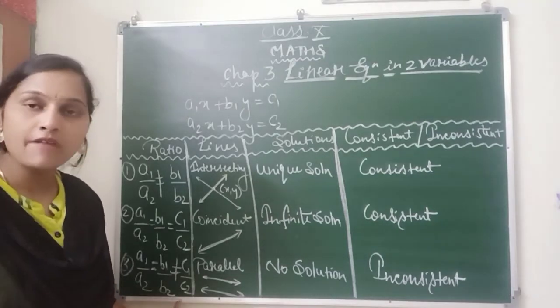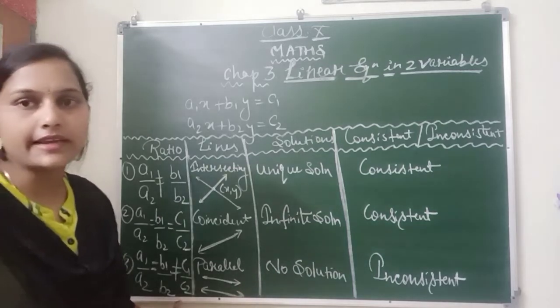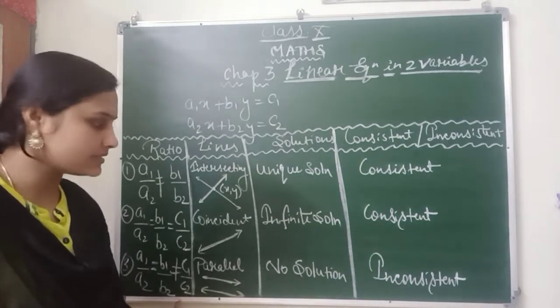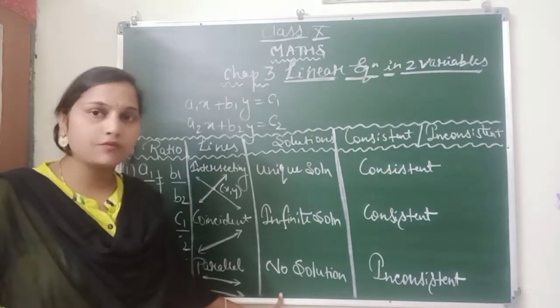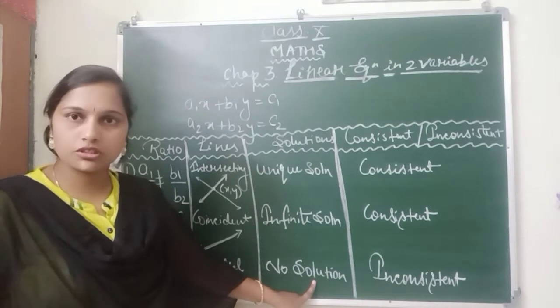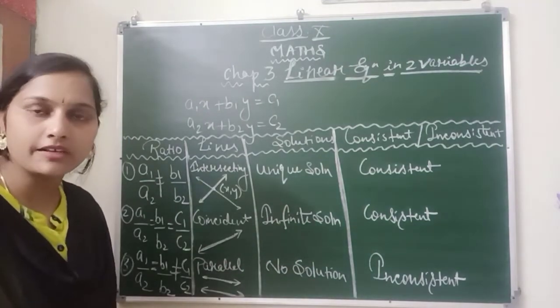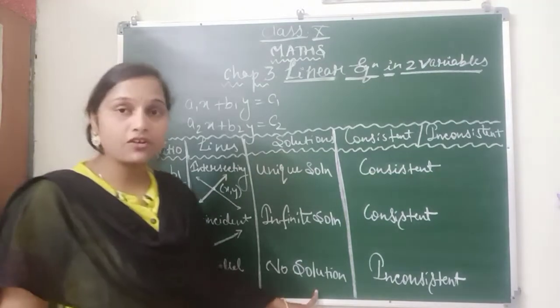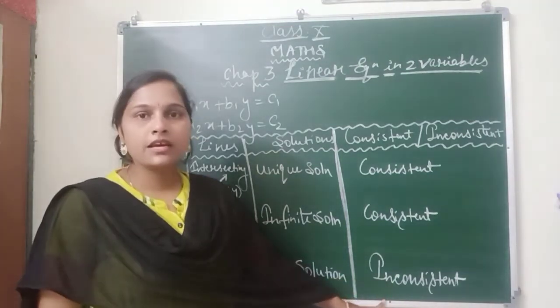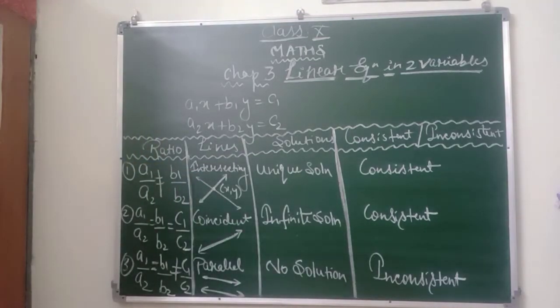In this case, we will get parallel lines, meaning these two lines never intersect at any point. Since they are not intersecting, we are not getting any solution. So there will be no solutions when a1 upon a2 equals b1 upon b2 is not equal to c1 upon c2. Since we are not getting a solution, it is inconsistent. So these three cases we have to learn and remember.